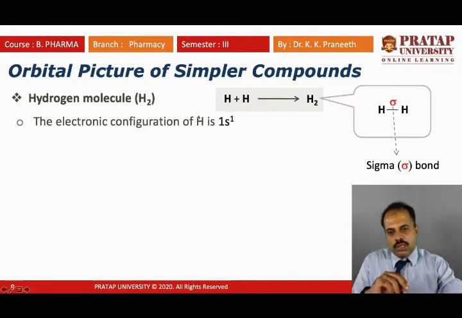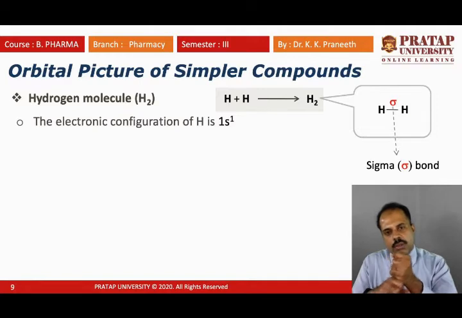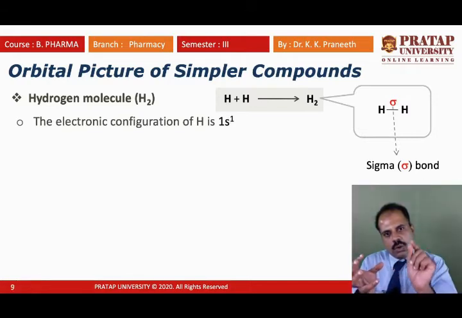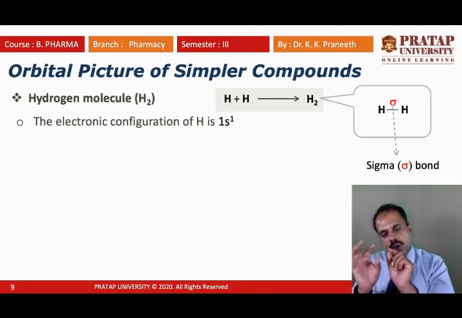We all know that in the hydrogen atom, only one electron is present, right? Hydrogen is the first atom in the periodic table, so only one electron is present. This electron is present in the 1s orbital, the first s orbital. You have seen the structure of the s orbital, right? Spherical structure. So this one electron is present in that spherical orbital.